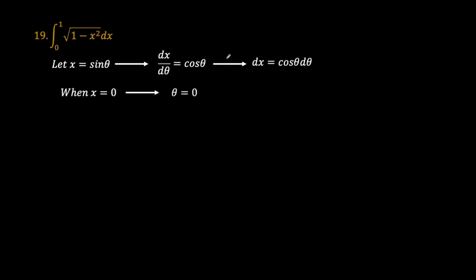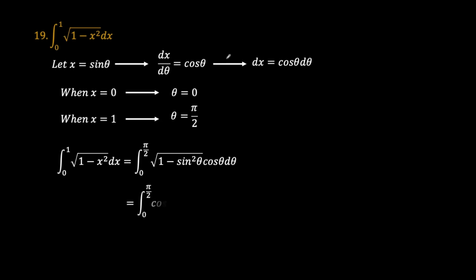When x equals 0, that means theta is 0. When x equals 1, that means that theta is equal to pi over 2. Substituting appropriately, we get the integral from theta equals 0 to pi over 2 of cosine squared theta. And now expressing it in the double angle formula, we have the integral of cosine 2 theta plus 1 over 2.